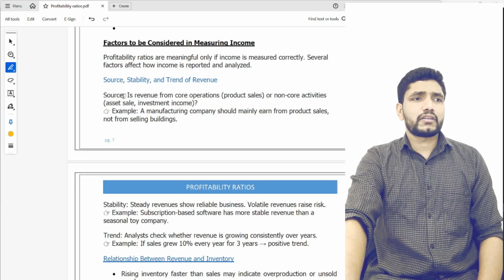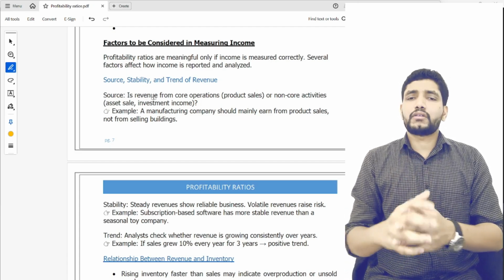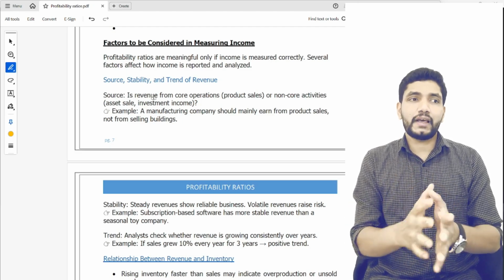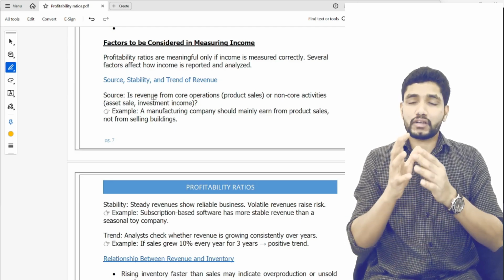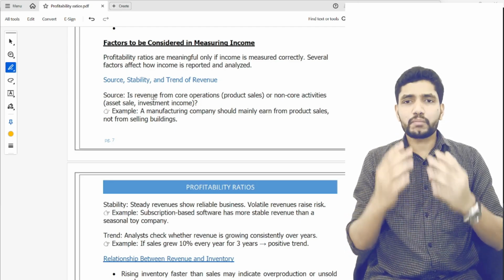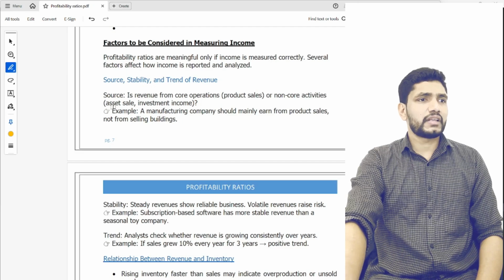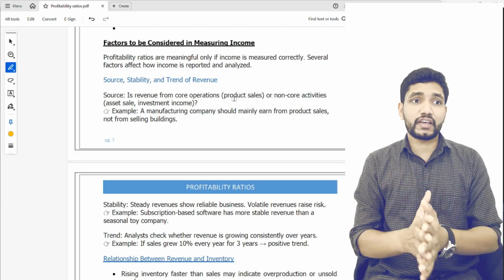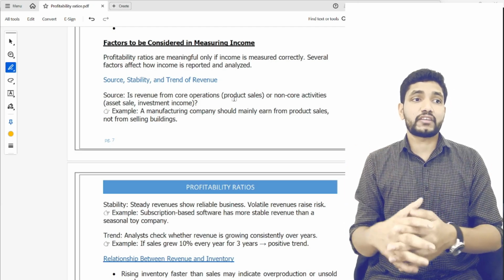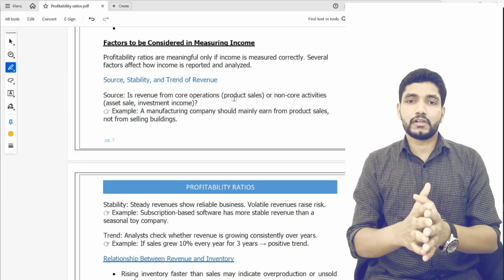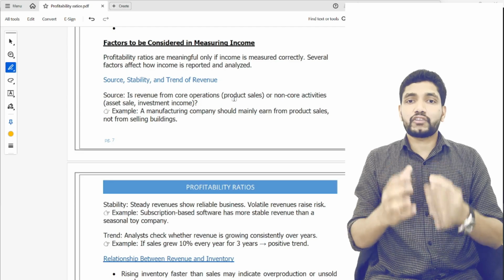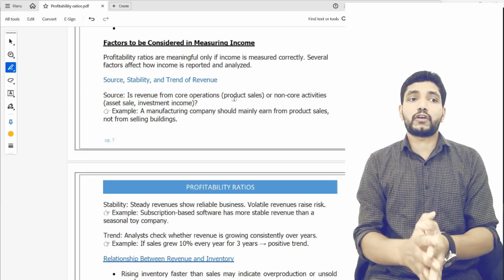Before considering income or revenue for analysis, we have to make sure that this revenue is from the core business operation. That means, is this revenue from core business operations, or from non-core activities like the sale of assets or investments? In some cases, for a certain period, just assume that there is a sale of assets for a profit.